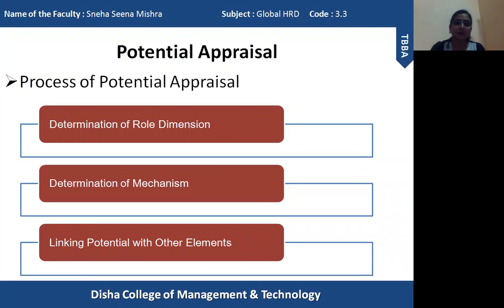First of all, the process of potential appraisal has three steps. First one is determination of role dimension, second one is determination of mechanism, and the third one is linking potential with other elements. So role dimension means what kind of job the person is actually doing. If we want to appraise the potential of a particular employee, first of all, we need to understand the duties, responsibilities, the authorities, what type of job that person is doing. And for that purpose, the job specification and job description need to be very clear.